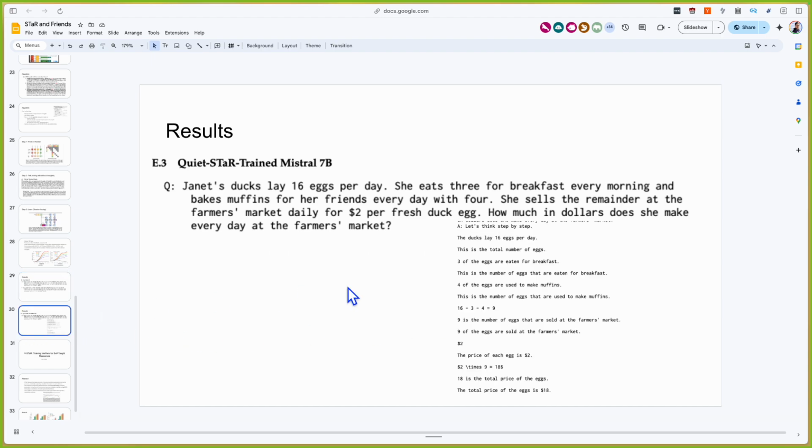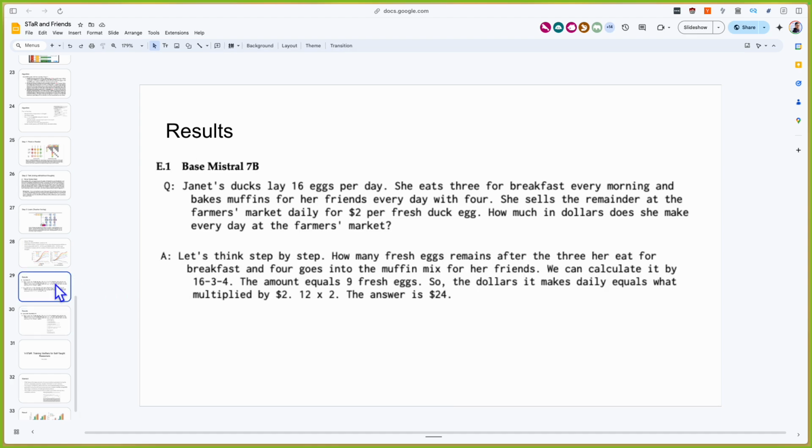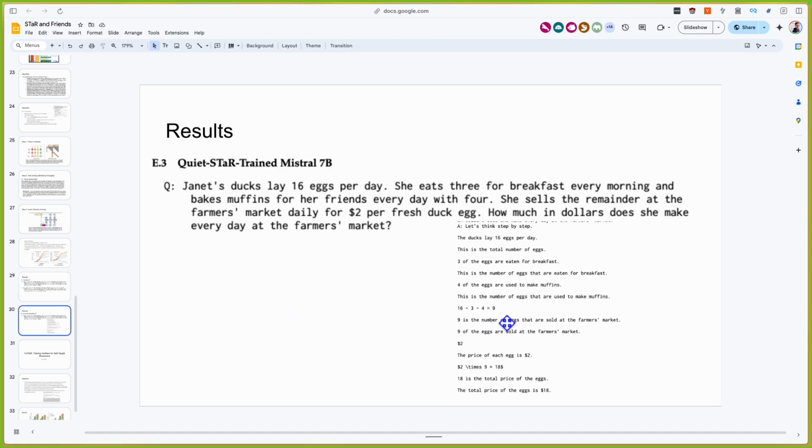Whereas Quiet-STaR breaks it out step by step with all these reasoning chains and gives us the correct answer at the end. So there are a lot of examples of this where Quiet-STaR trained examples with a lot more thinking ahead maybe reduce hallucination, and that is the entire source of advantage for Quiet-STaR.